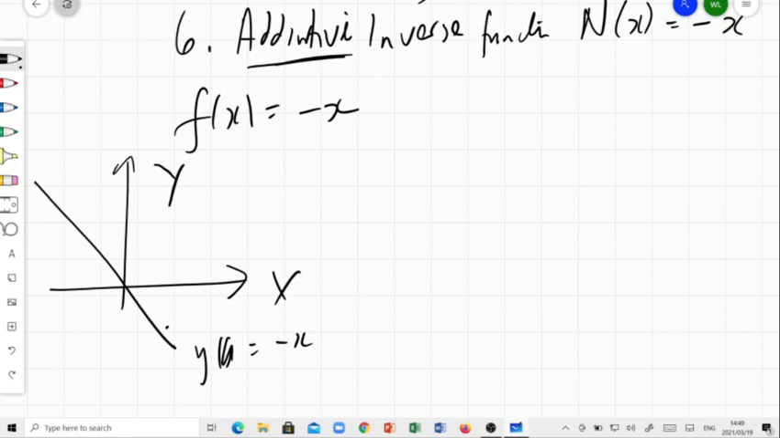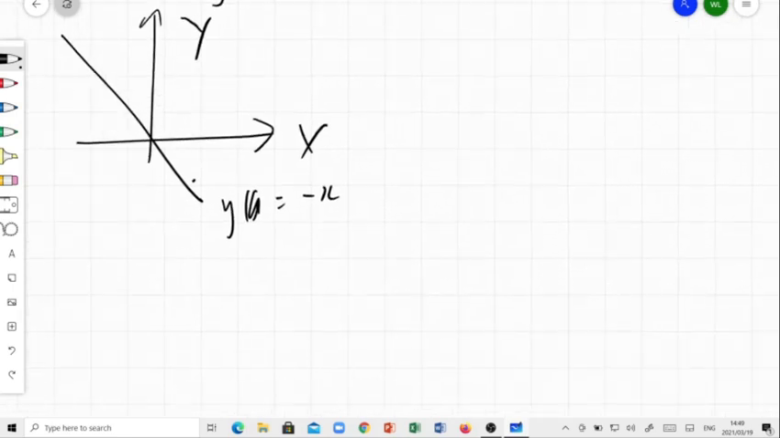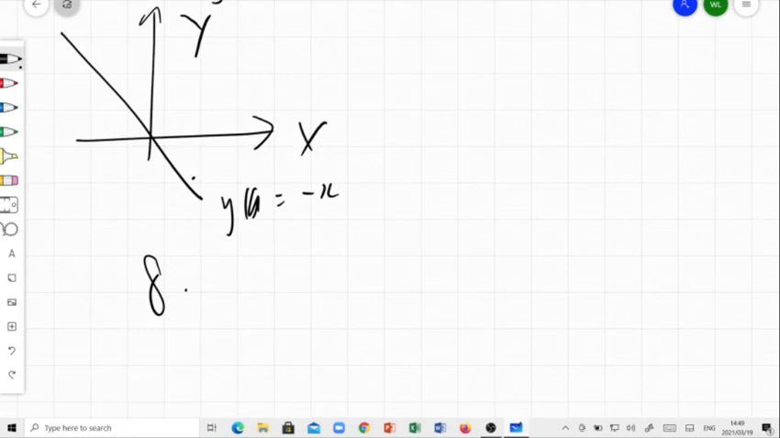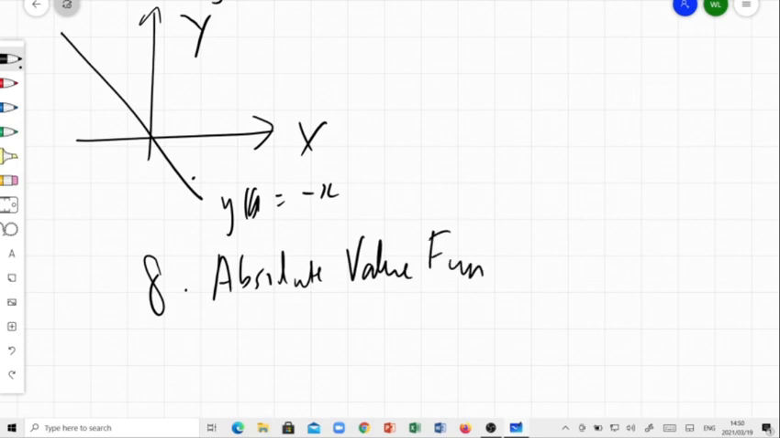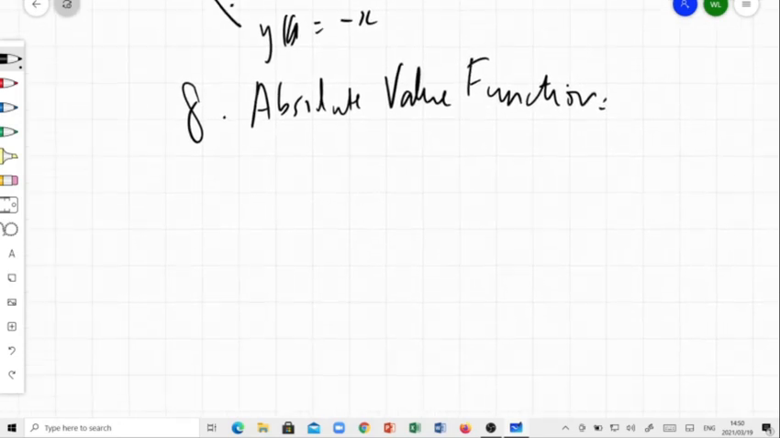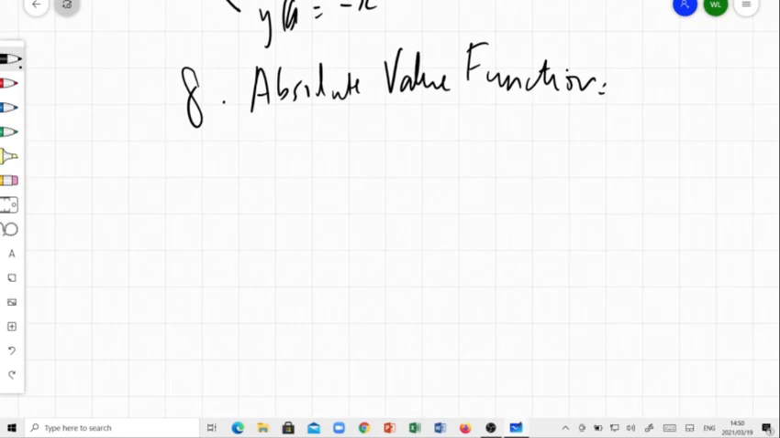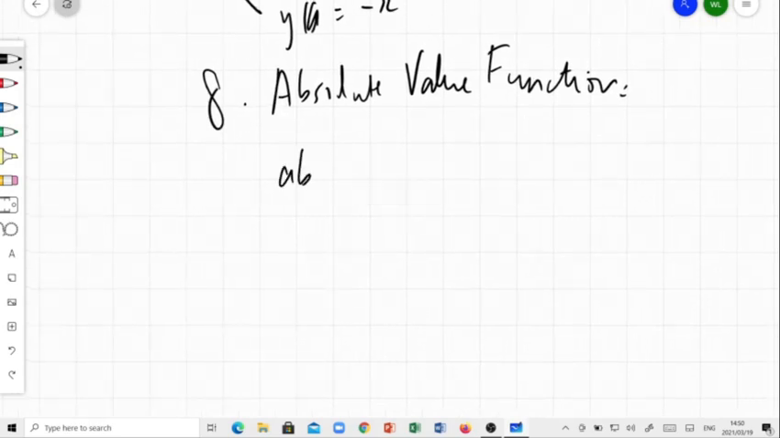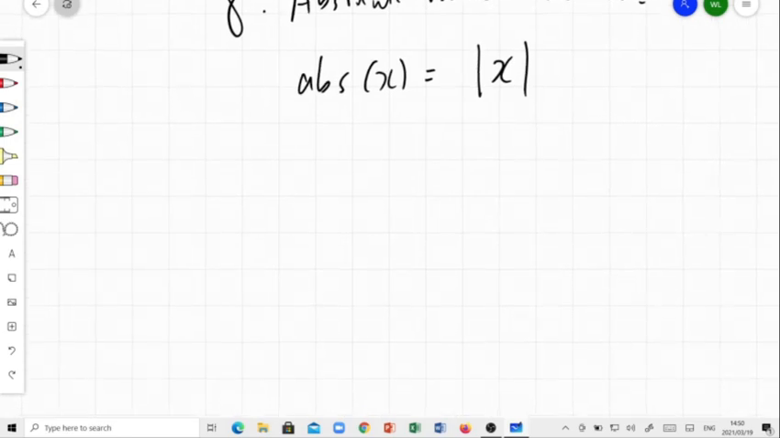Right, and then finally, the last one is what is called the absolute value function or operation, and this is what we saw in our last week. So in this case, the absolute value function is just the absolute value of x. Okay. So here this is what is called the absolute value function, right?